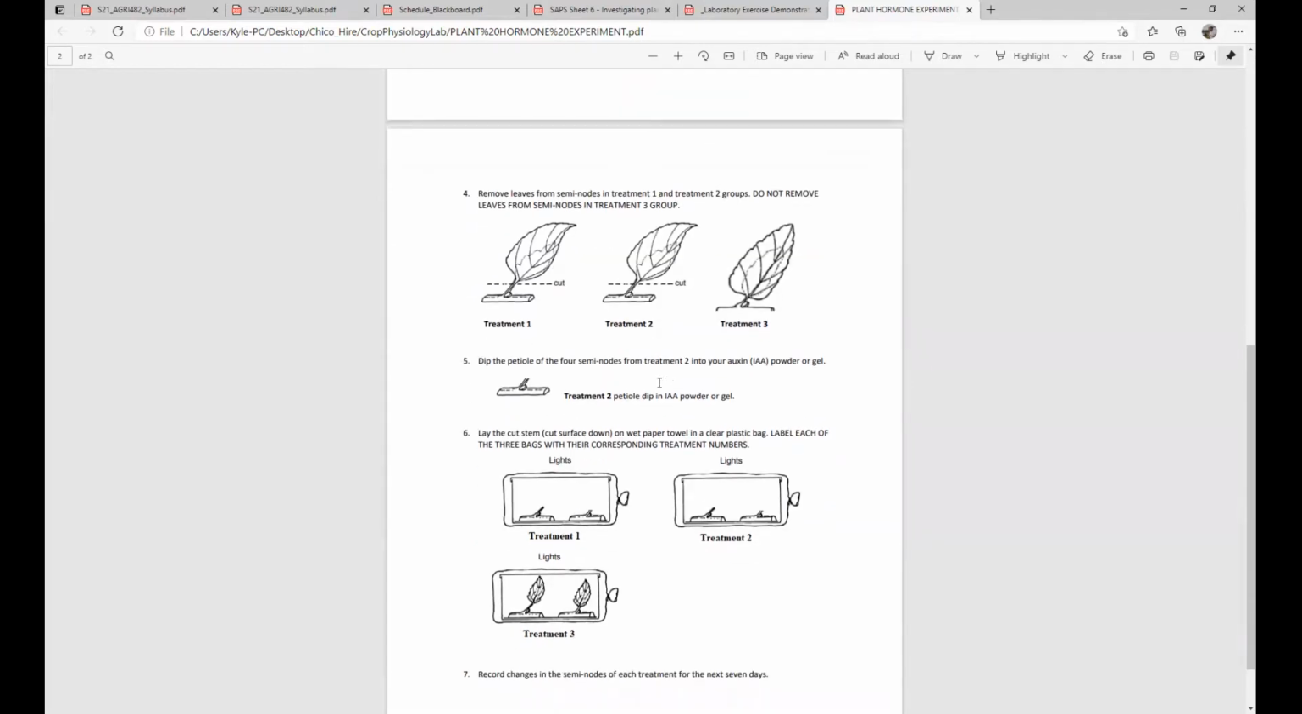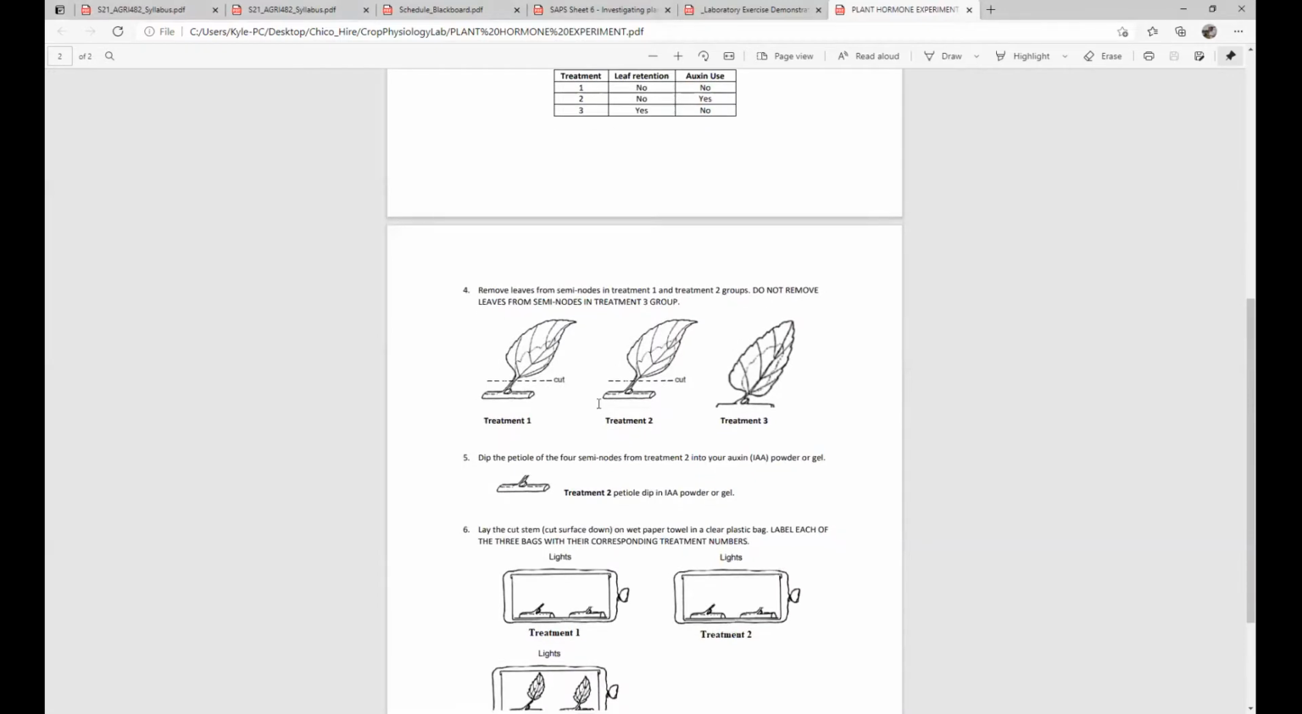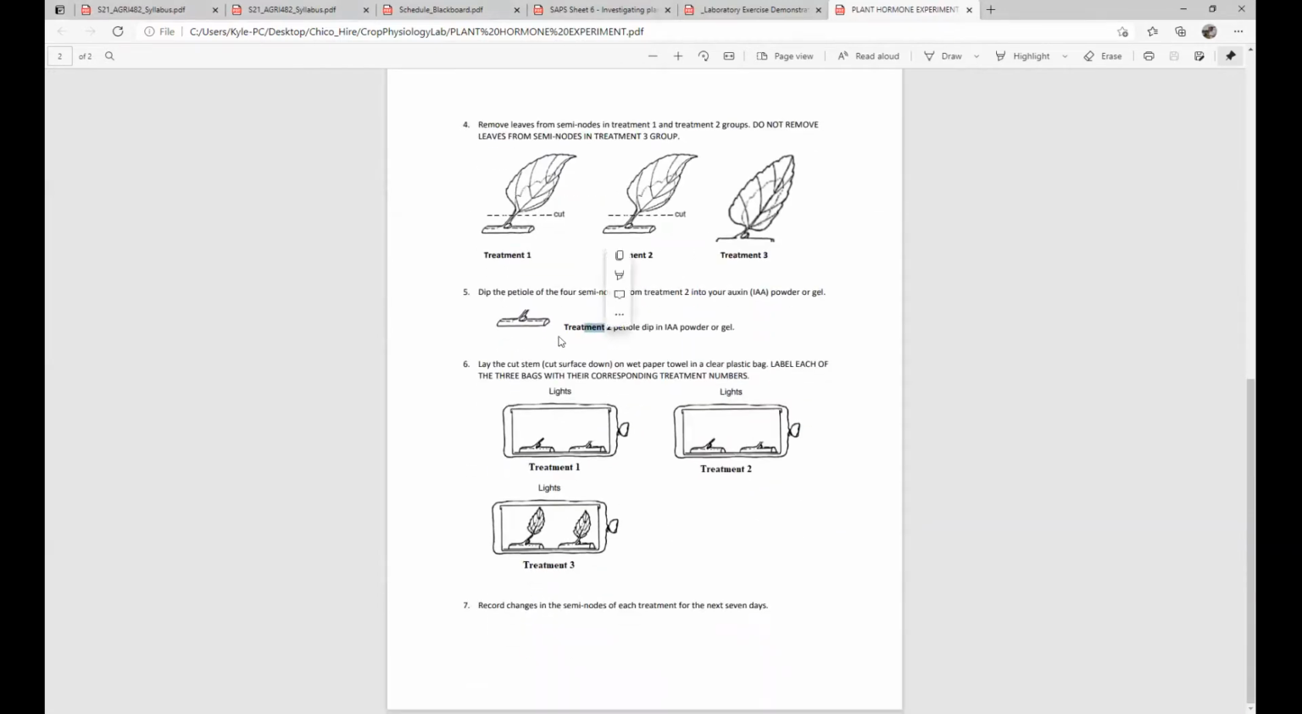With the seminodes of treatment group number 3, this says treatment group number 2. I will fix that, but that should show up as treatment number 3 in the document provided. Oh, no, I was mistaken. This is treatment group number 2. Sorry about that. Ignore that. So dip the petiole from the 4 seminodes in treatment group number 2 into your auxin, gel, or powder.